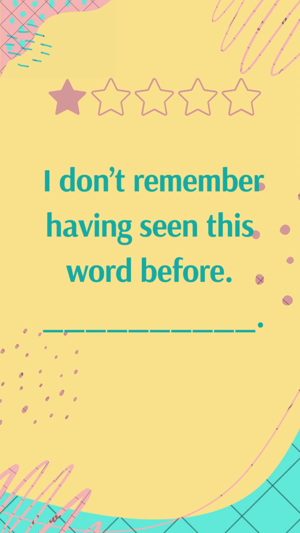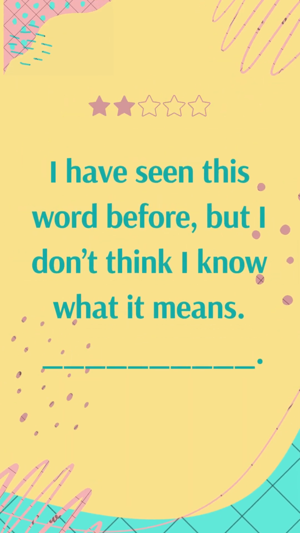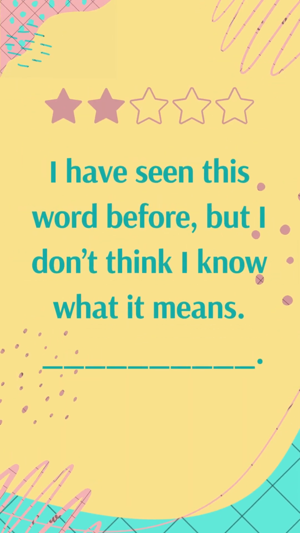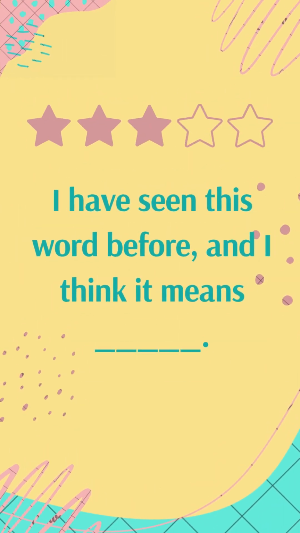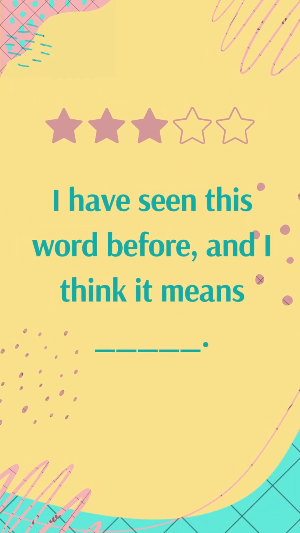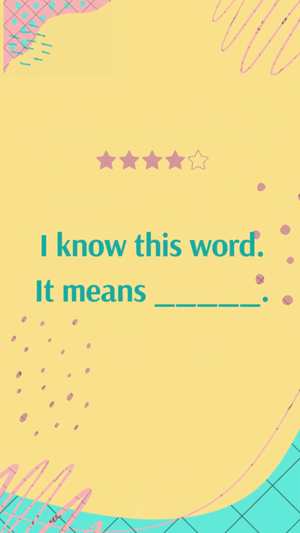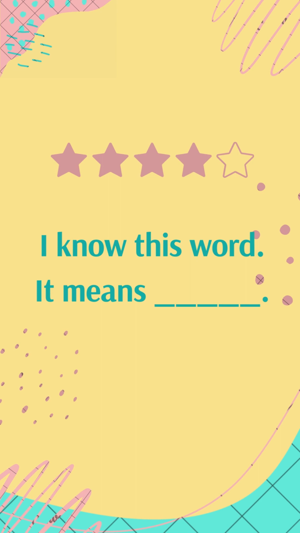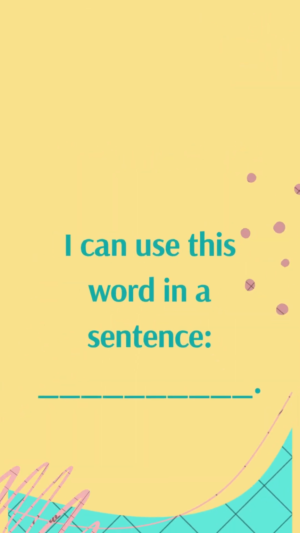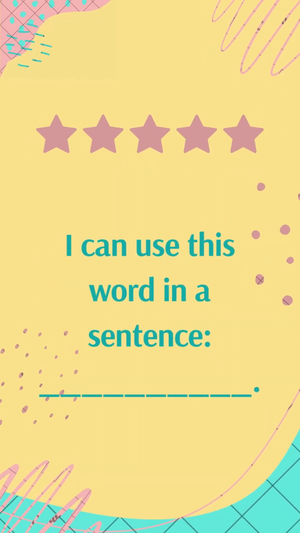I don't remember having seen this word before, and then identifying what that word is based on the list that you provide. I have seen this word before, but I don't think I know what it means. What are those words? I have seen this word before and I think it means blank. I know this word. It means, and then to the ultimate confidence and comprehension, I can use this word in a sentence. And here is my example of a sentence.